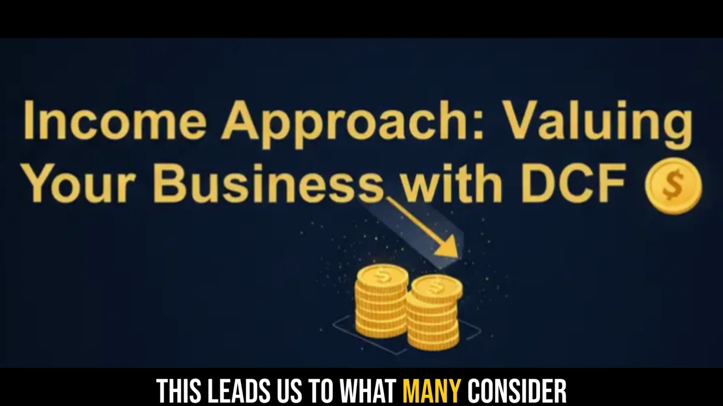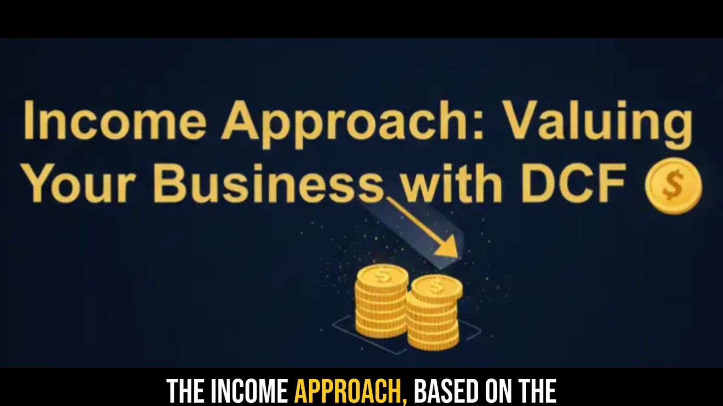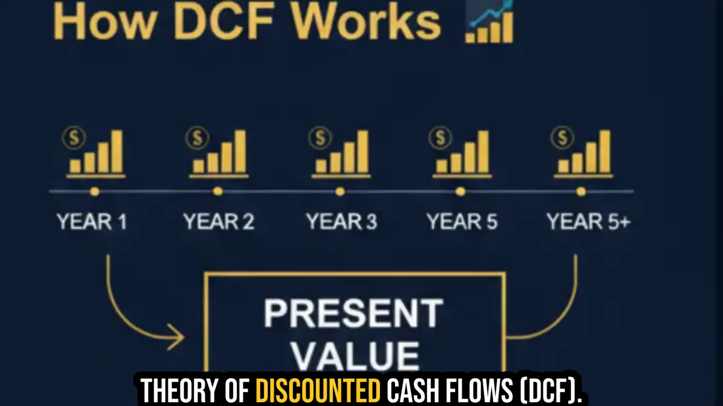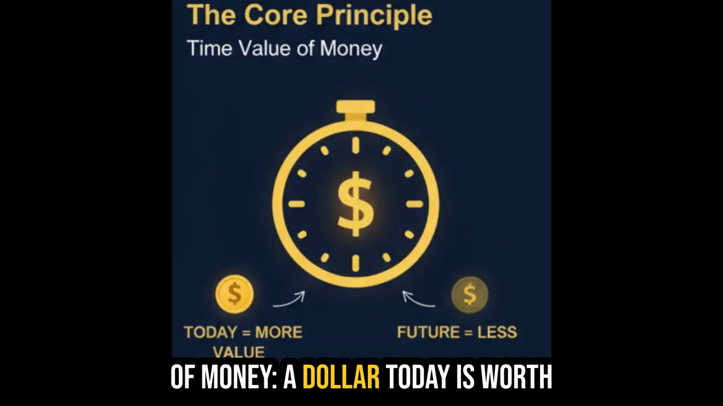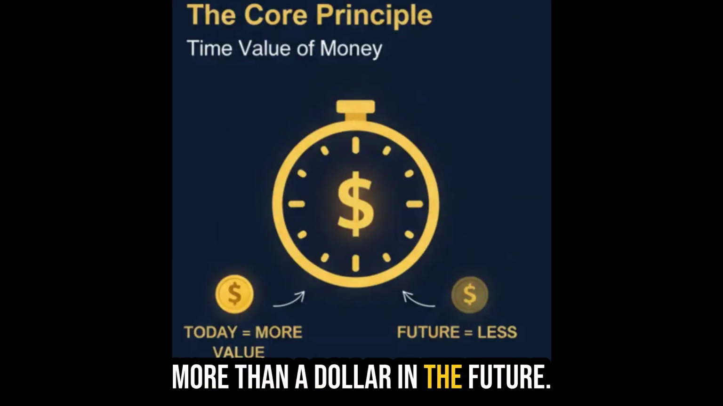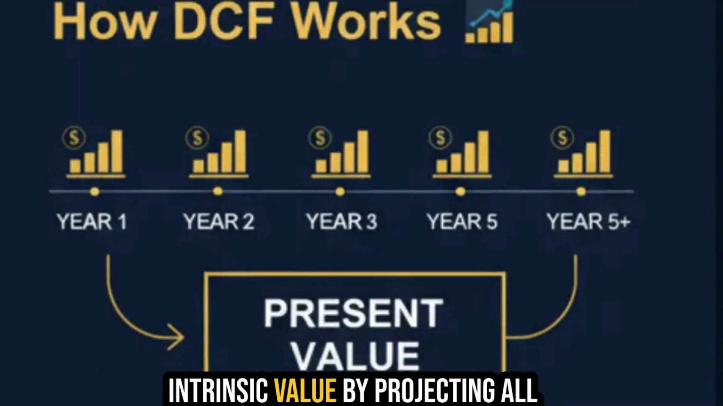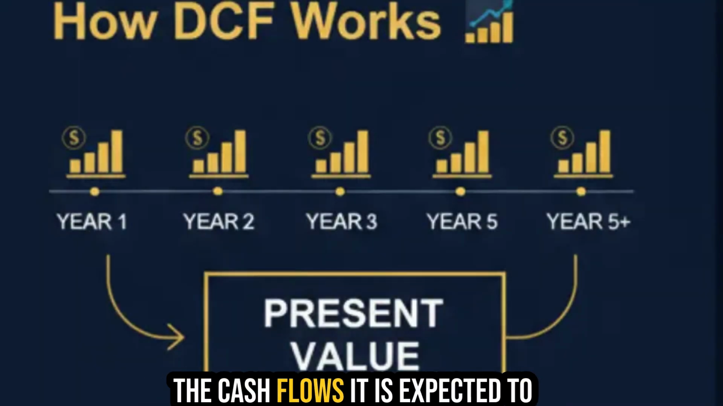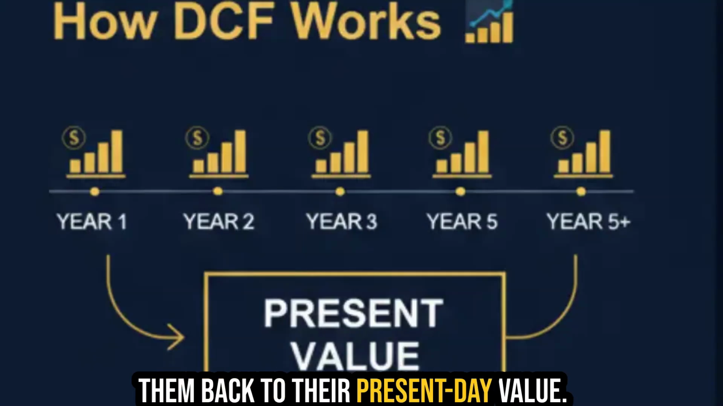This leads us to what many consider the most robust method for valuation: the income approach, based on the theory of discounted cash flows, DCF. The core principle is the time value of money. A dollar today is worth more than a dollar in the future. A DCF analysis calculates an asset's intrinsic value by projecting all the cash flows it is expected to generate and then discounting them back to their present-day value.